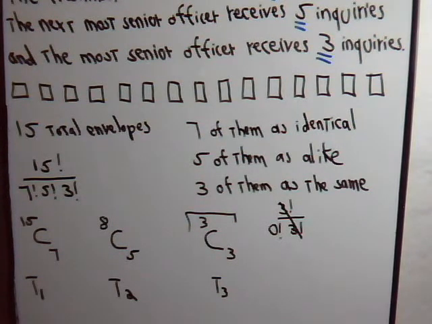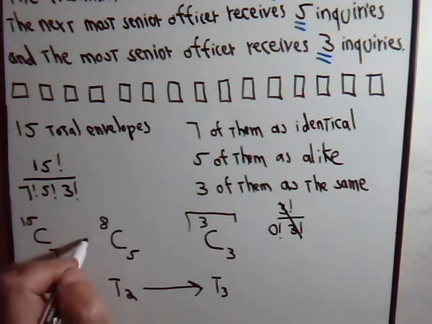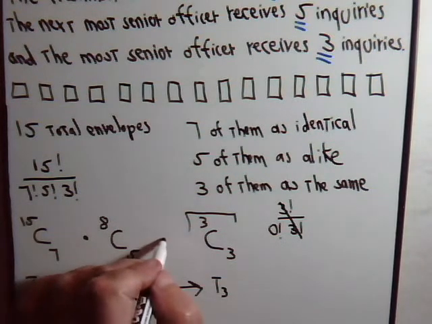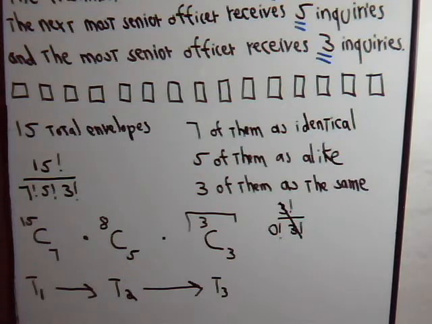So the total number of ways that we can perform tasks T1, T2, T3 by the counting principle, that's equal to the total number of ways that we can perform task T1 times the total number of ways that we can perform task T2 times the total number of ways that we can perform task T3, and that's just 1. So it's going to be this times this.